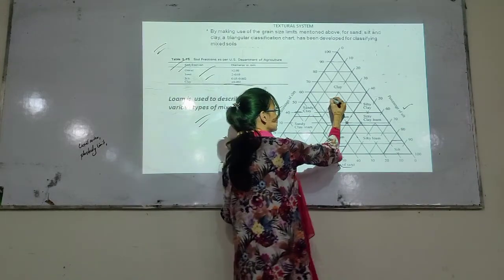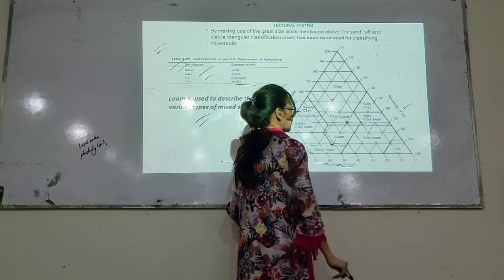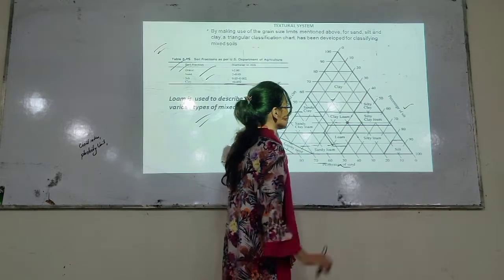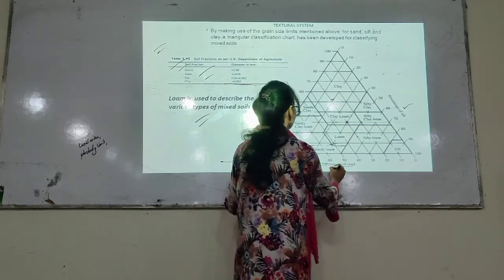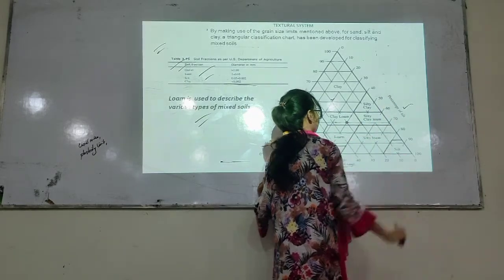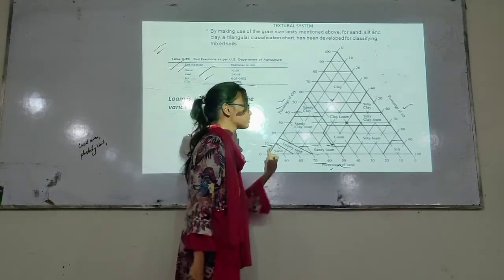First, we come to this zone. This zone is for clay, because the clay is located at 30% for sand, 50% for clay, and 40% for silt. The major constituent of this zone is clay.